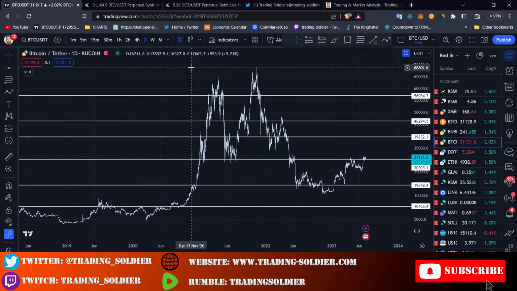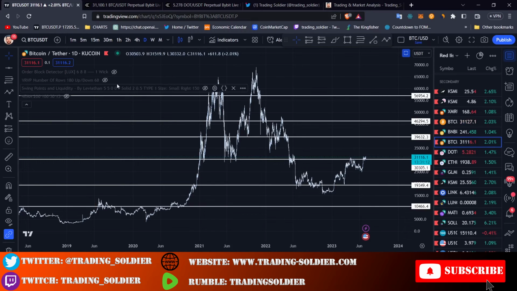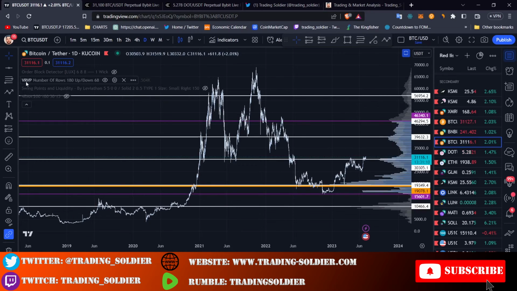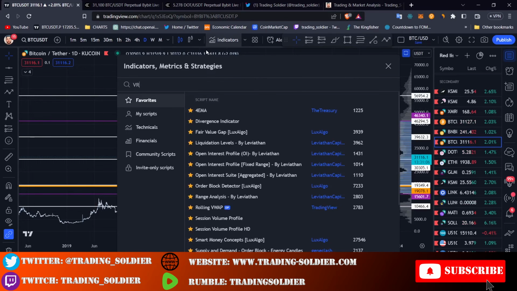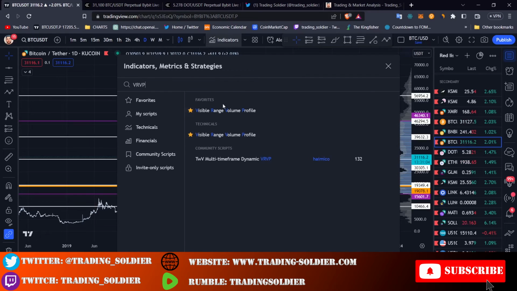Also, the last thing I want to share with you is that this indicator, the VRVP, is an official indicator of TradingView. So if we type here VRVP, visible range volume profile, it is an official indicator of TradingView, and you need to have a paid plan of TradingView. It is not available on the free version of TradingView.